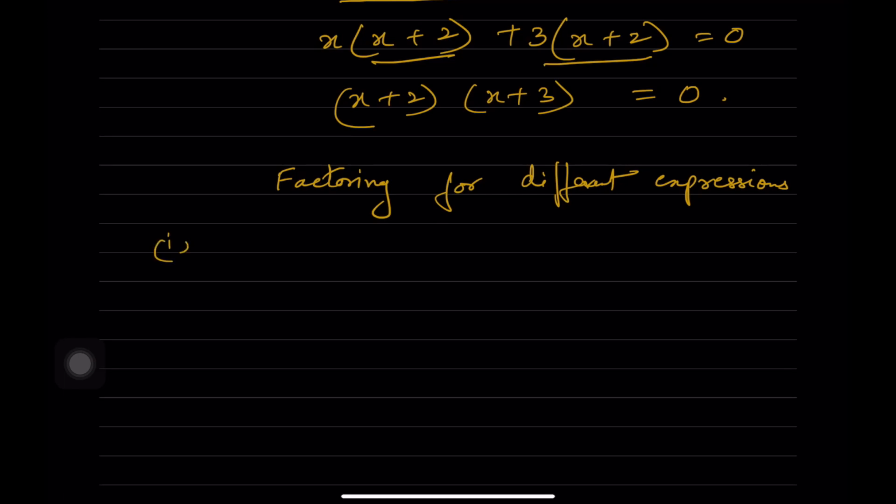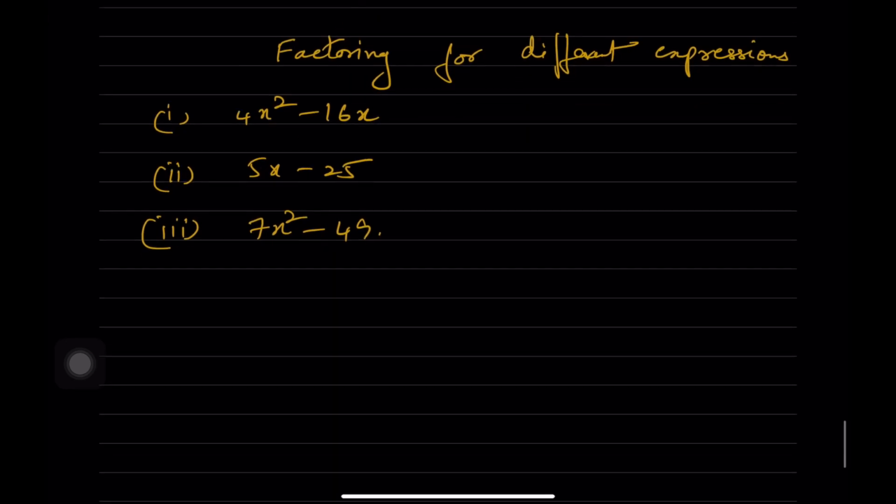Suppose it is given as 4x square minus 16x. In the second one you're given 5x minus 25. Then 7x square minus 49. Then as the fourth one, x square minus 4x plus 4. In this way, there are so many you can write, like x square minus 5x plus 6. So how do we do all such types of problems? These are all different types of problems.